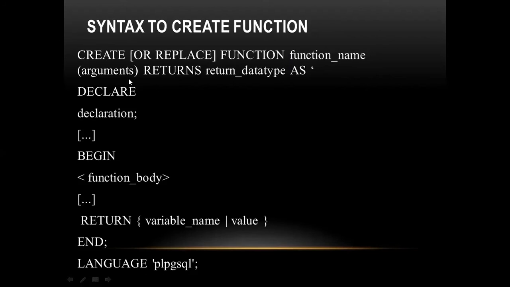Arguments. We can pass different types of arguments to the function. RETURNS, the return data type. DECLARE. In the declare section, we are declaring or initializing variables which will be used in the function body. Then the BEGIN section. In the begin section, we are writing the function body, that means the executable part of the function. Then RETURN variable name or a value. Then END LANGUAGE PLPGSQL. The PLPGSQL is enclosed in single quotes. Then the semicolon.